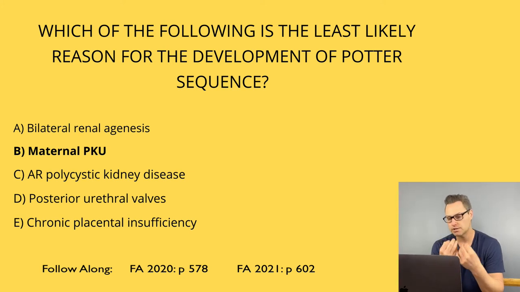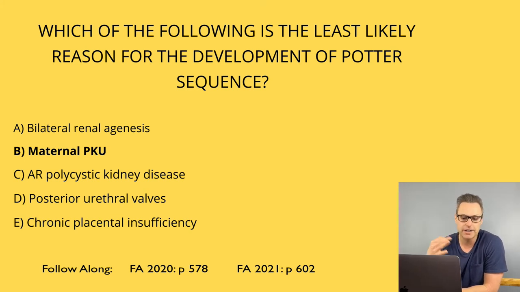Some of the causes of oligohydramnios can include things like bilateral renal agenesis, placental insufficiency, kidney diseases like autosomal recessive PKD, a reduction in renal output, and as well, obstructive uropathy. And you would see that with things like posterior urethral valves.